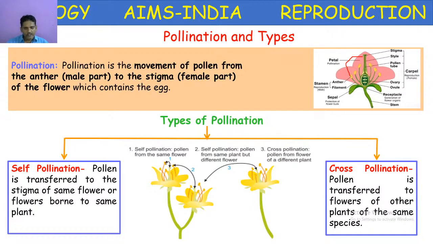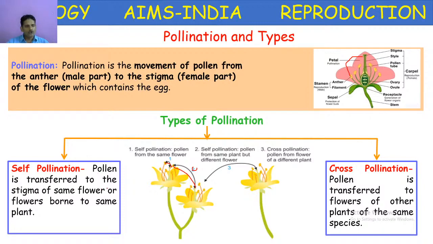In the first category, the transfer of pollen is taking place from anther to the stigma of the same flower. It is self-pollination. In the second one, the transfer of pollen grains takes place from anther to the stigma of another flower of the same plant. It is also self-pollination. Next, cross-pollination: the transfer of pollen grains takes place from anther to the stigma of different flowers of the same species but different plants.